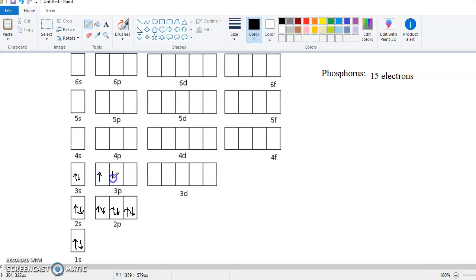13, 14, 15. We followed all the rules. We started at the bottom and worked our way up. We spread them out as much as we could before doubling up, and each box holds at most 2 with opposite spins.